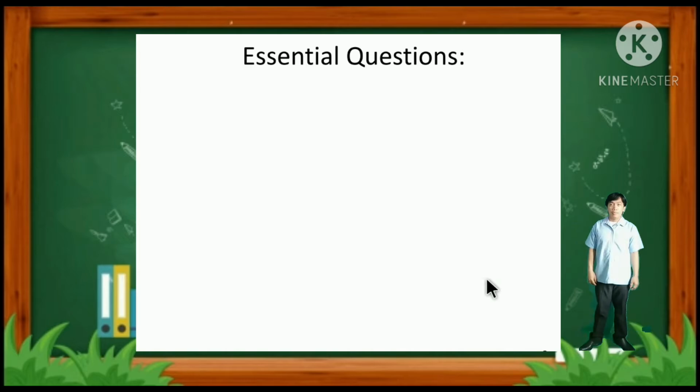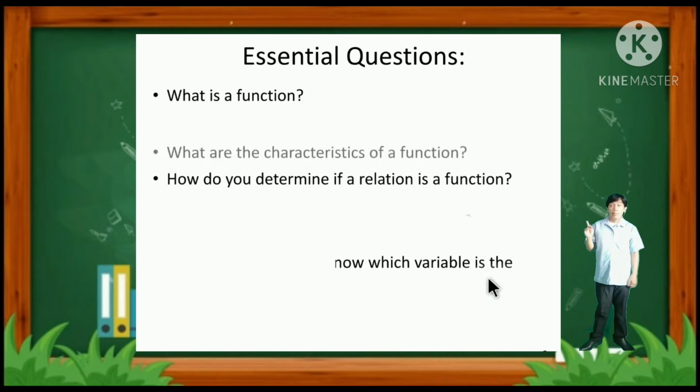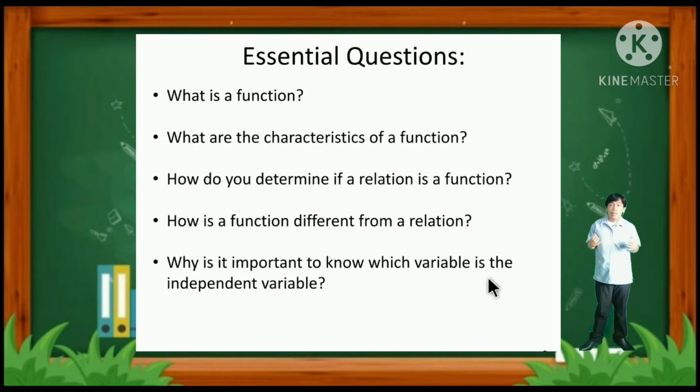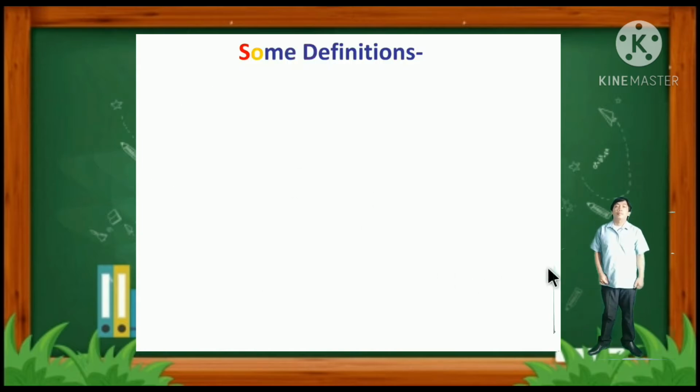Okay, so we have our essential questions. What is a function? What are the characteristics of a function? How do you determine if a relation is a function? How is a function different from a relation? Then, why is it important to know which variable is the independent variable? Ayan. Okay, now, moving forward.